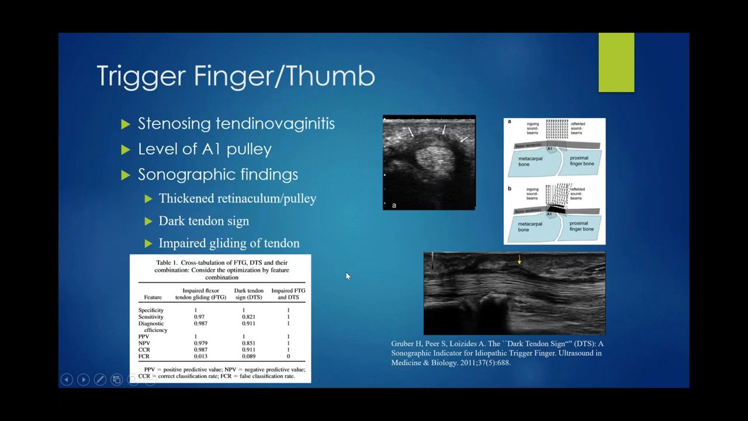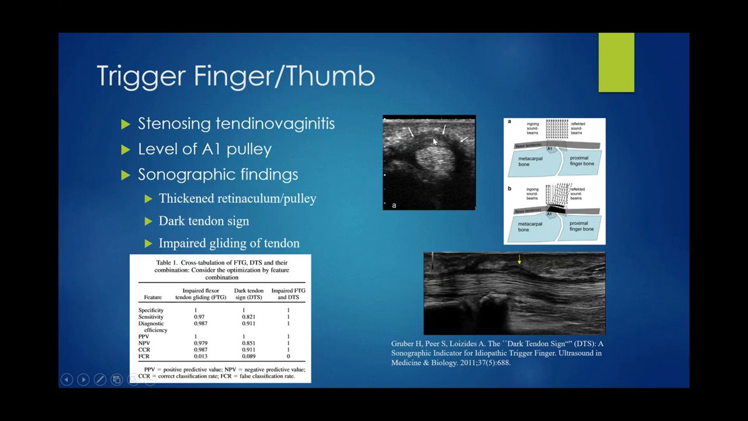Moving back to the A1 pulley for the finger and thumb, this can cause triggering or stenosis of that compartment or the region. It would trap the tendon between the overlying thickened retinaculum and the underlying joint. This causes pain and inability to either flex the thumb or can cause trapping of the finger in a flexed position. Normally, this is a clinical evaluation. However, sonographically, there are some signs of this.